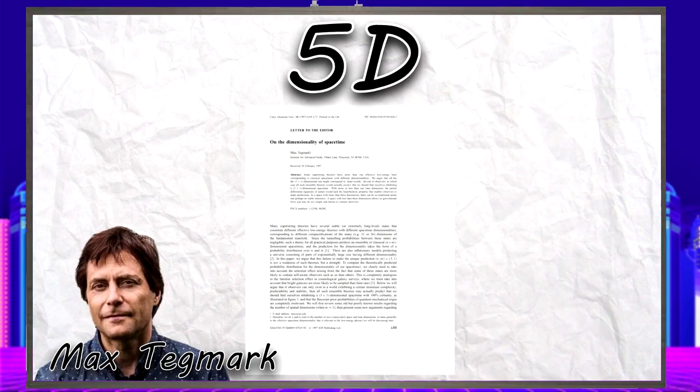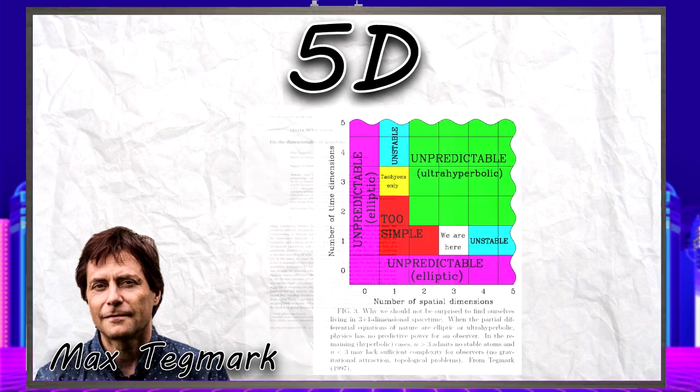Via this paper from Max Tegmark, a professor and researcher with a PhD in physics, we get this wonderful graph that explains it better than I ever could. Under the graph, Tegmark wrote the following. When the partial differential equations of nature are elliptic or ultra-hyperbolic, physics has no predictive power for an observer. In the remaining hyperbolic cases, n more than 3 may fail on the stability requirement, atoms are unstable, and n less than 3 may fail on the complexity requirement, no gravitational attraction, topological problems.